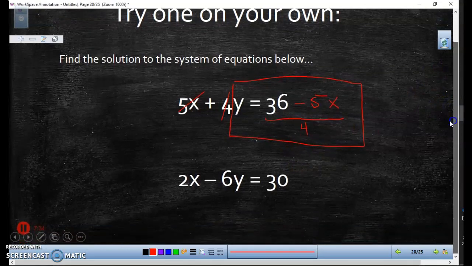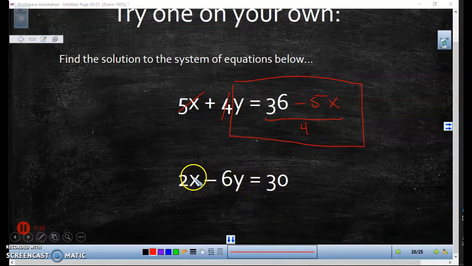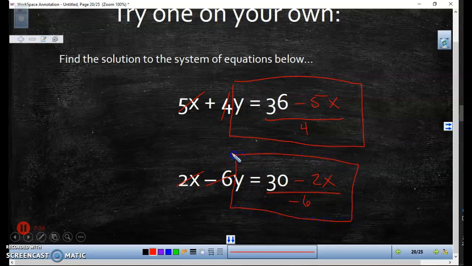And our next equation, to get it set to y equals, well, we have a group over here, positive 2x. We need it on the opposite side, so we do the opposite of positive 2x, which is minus 2x. That's gone. And then over here we have a negative 6 multiplying times y. Well, to get it on the opposite side, to undo the multiplication, we divide by that exact same number, negative 6. And now y is by itself. Y equals 30 minus 2x over negative 6.